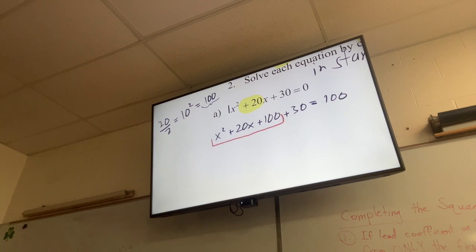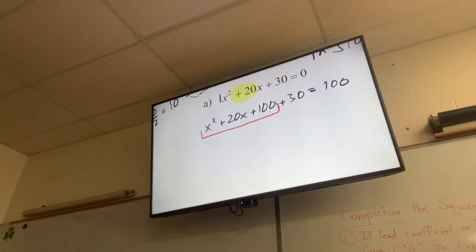Here's why I did that. We have to factor it out. x squared plus 20x plus 100 is a perfect square trinomial. This factors very formulaically. It's always a binomial squared, so just 2 terms squared. And there's still the plus 30 equals 100 there.